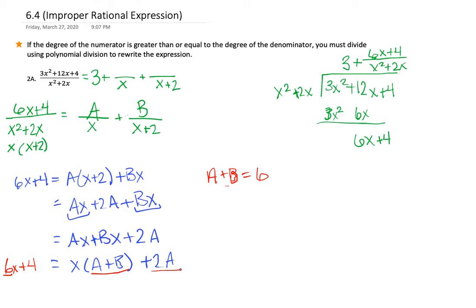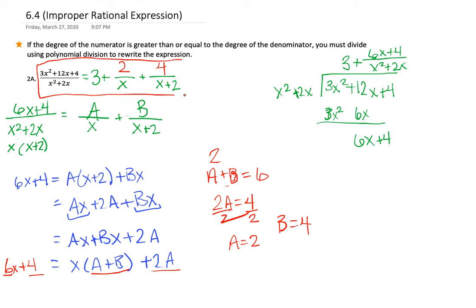And then my 2A has to equal 4. So this is nice and easy. We don't have to do any elimination or anything crazy. We can just divide by 2. And I get A equals 2. And if A equals 2, then B has to be 4. So I'll go ahead and plug those in for my A and my B. And this is my answer.